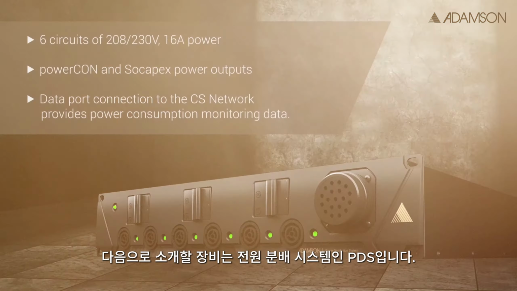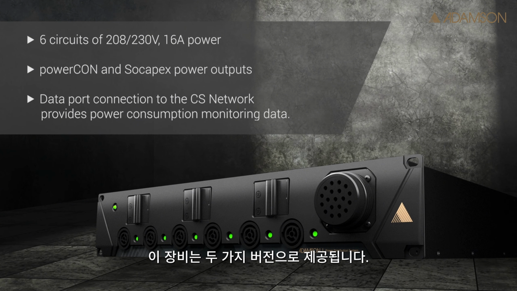The next box we have is the PDS, which is the Power Distribution System. There's two versions of this box. One is for regions where 220 volt is the norm, and the other is for regions where 110 volt is the norm. So the gateway is our control box, which will generally be used at front of house.